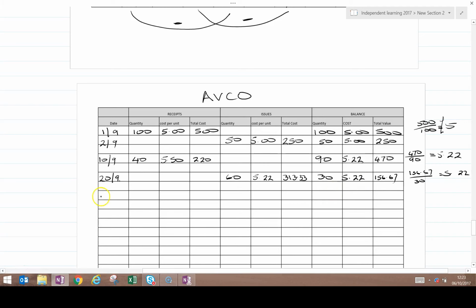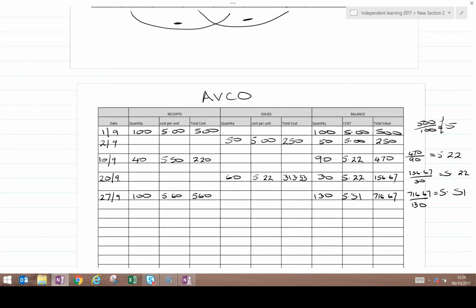And finally, on the 27th of the 9th, we received 100, paid £5.60, £560. Add that to what we already have. We now have 30 plus 100, 130. Then add our values, 156.67 plus another 560 gives us 716.67. So the average cost, 716.67 divided by 130, gives us 5.51. So we put 5.51 in there. And that's it.